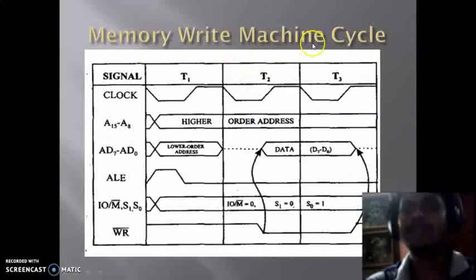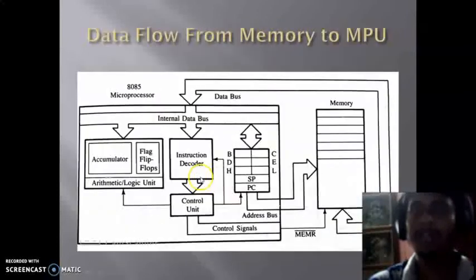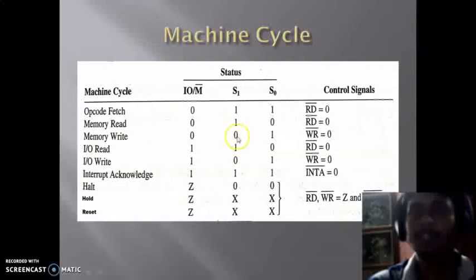Next, memory write machine cycle. It is the same as the read machine cycle, but here the write operation is going on. For the first T state, the higher order address is placed on the higher order address bus, and the lower order address is placed on the lower order multiplexed address data bus. At that time ALE will be high to behave like a lower order address bus, and here IO/M bar will be equal to 0, because this is a memory related operation. Since it is a memory write operation, S1 is equal to 0 and S0 is equal to 1.